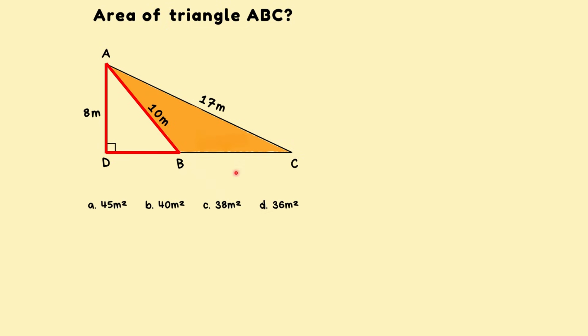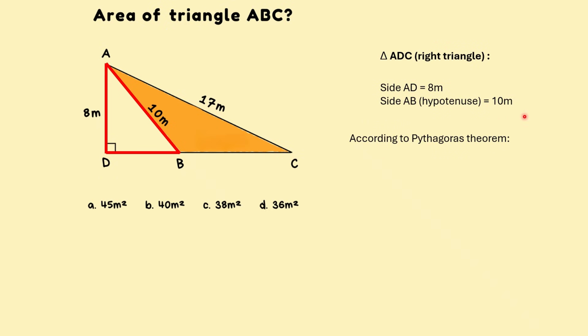To solve this problem, we have two sides of the triangle. AD equals 8 meters and AC is equal to 17 meters. Our goal would be to find BC so that we could calculate the area of the triangle A, B, and C with its formula for finding the area of the triangle. Now in triangle ADB, we know that side AD is equal to 8 meters and side AB is equal to 10 meters.